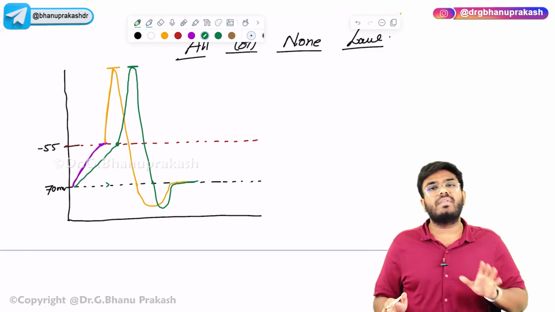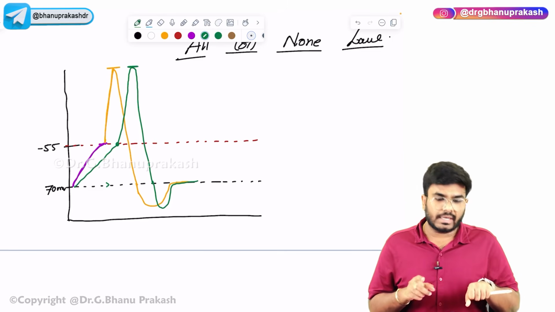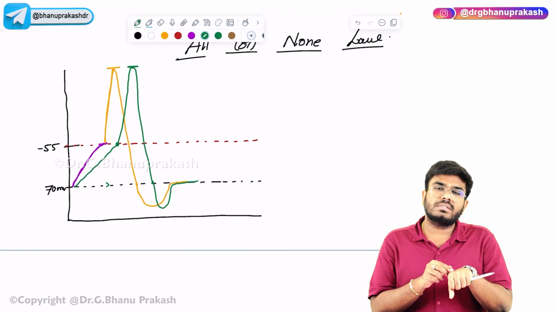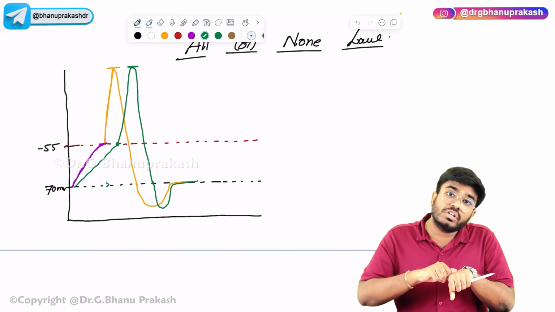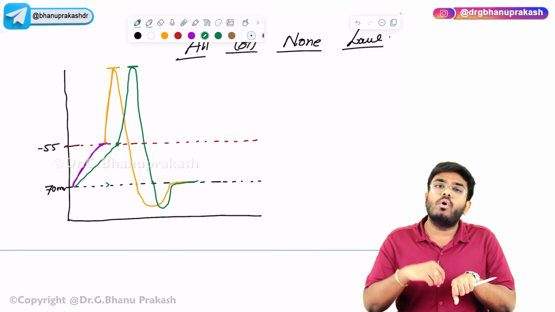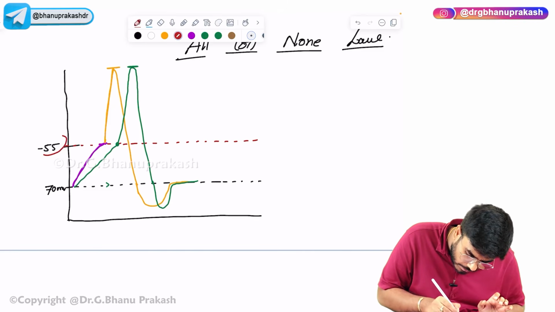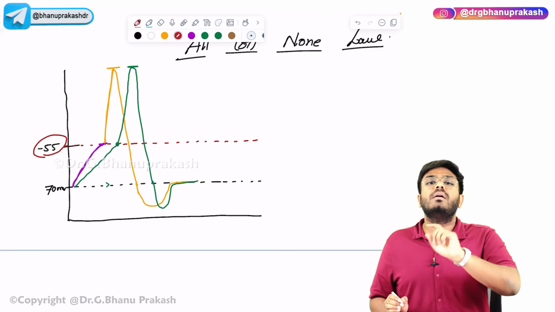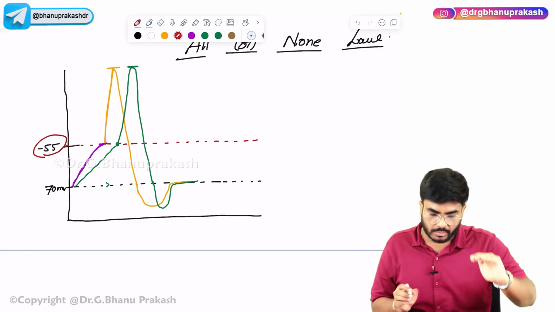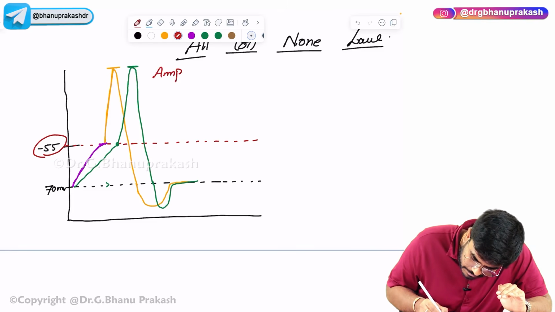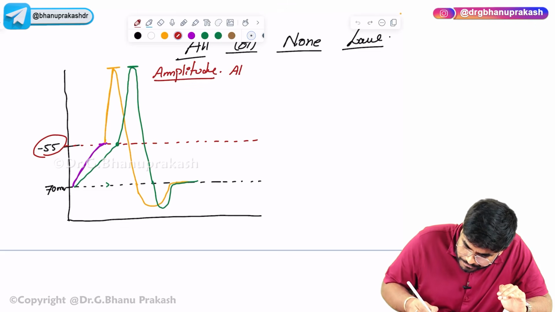In the same neuron, the height of the action potential is always going to be the same. Don't think that if I give a little stimulus, there will be a little depolarization and repolarization, and if I give more stimulus, there will be more depolarization and more repolarization. No, not something like that. Once you reach the threshold, the action potential is going to be generated, and the height of the action potential, this is called the amplitude, is always constant.